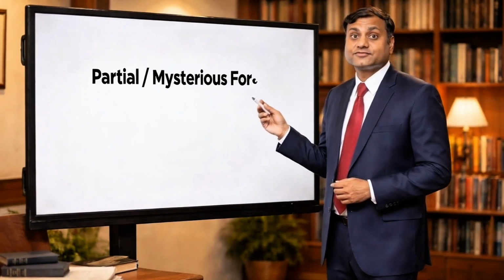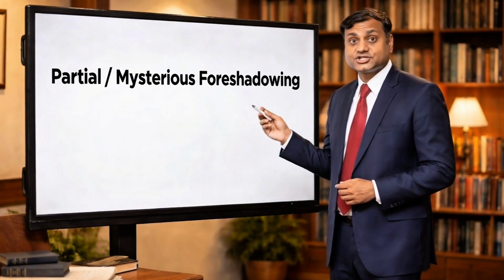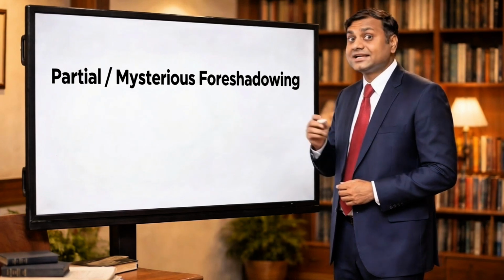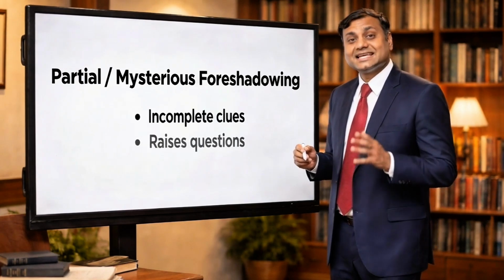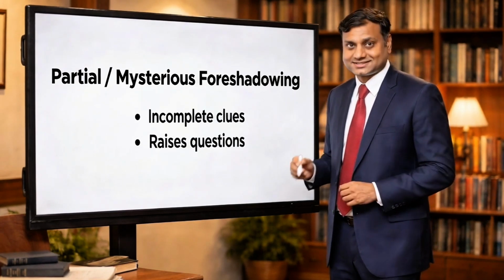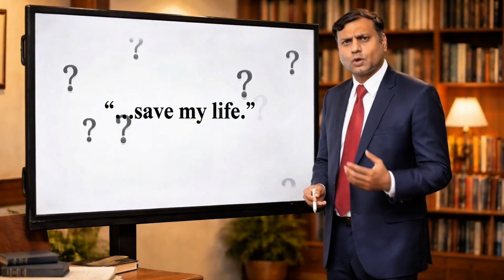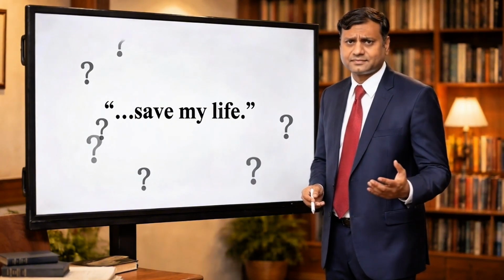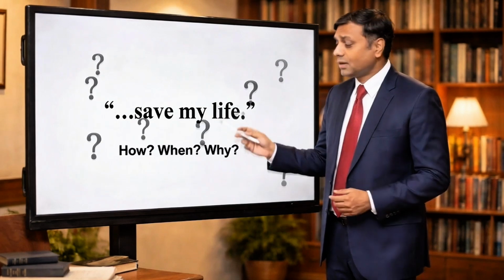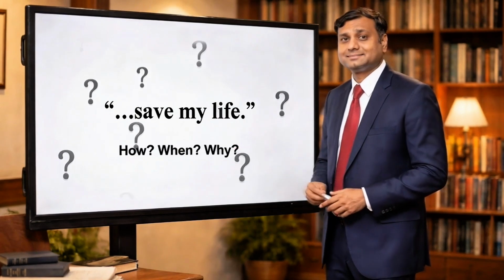Partial or mysterious foreshadowing gives just enough information to spark curiosity, but not enough to explain it. It uses incomplete clues that raise questions. For example, one day, I would learn that my ability to spit watermelon seeds would save my life. Strange, right? The reader wonders how, when, and why.